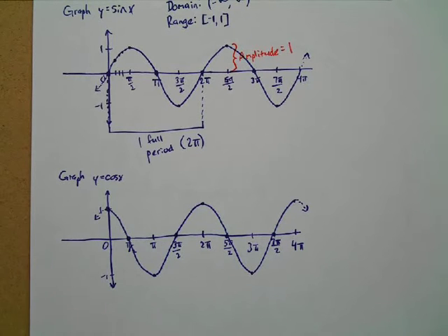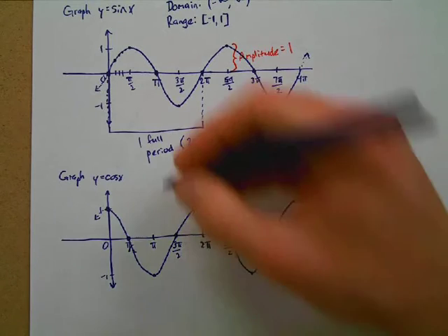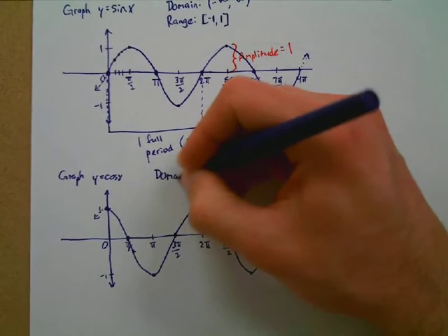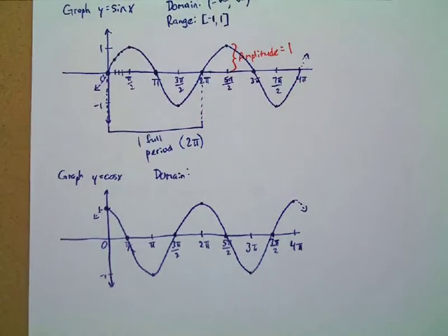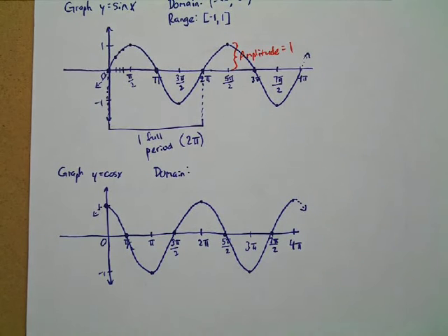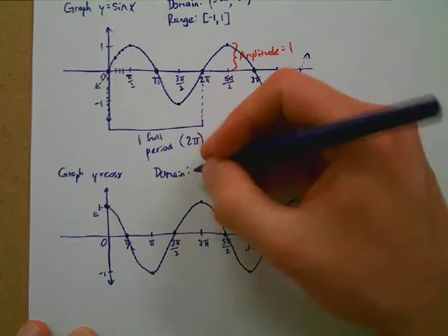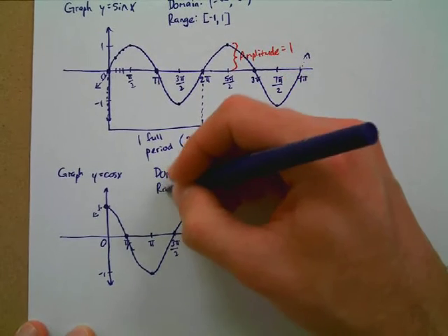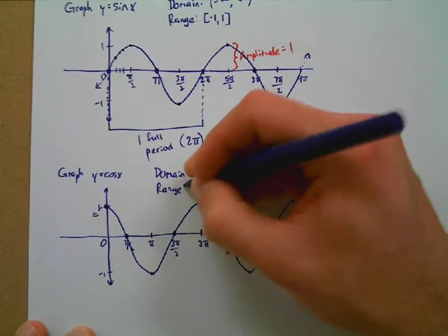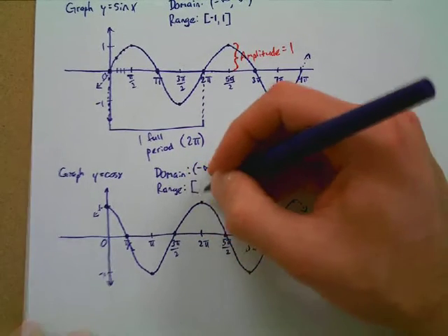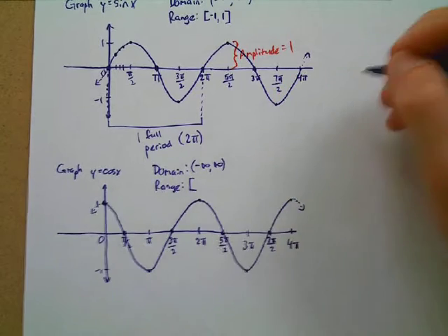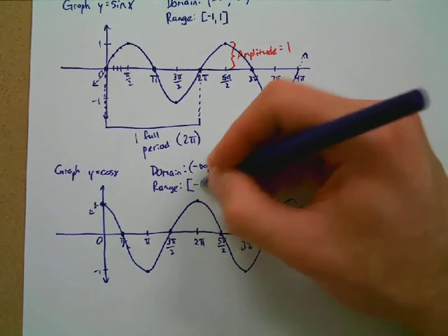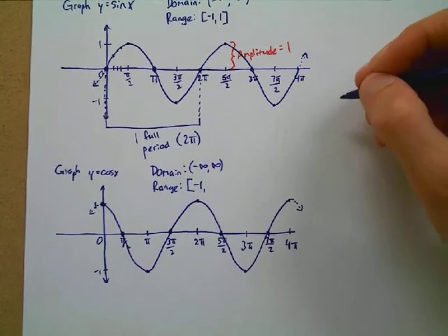What's the domain of cosine going to be? Negative infinity to infinity, yeah. Okay. What's the range of cosine going to be? Well, what's the highest y value? What's the lowest y value for cosine? Negative 1. And what's the highest y value for cosine? Yeah, just 1. Okay.